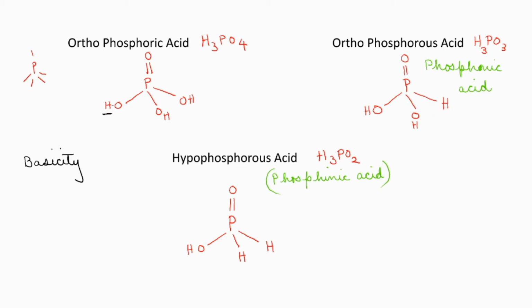So how can you find out the basicity of this acid easily? How many OH groups are there? You check it. That many H plus ions will be produced. Correct? So what will be the basicity of orthophosphoric acid?